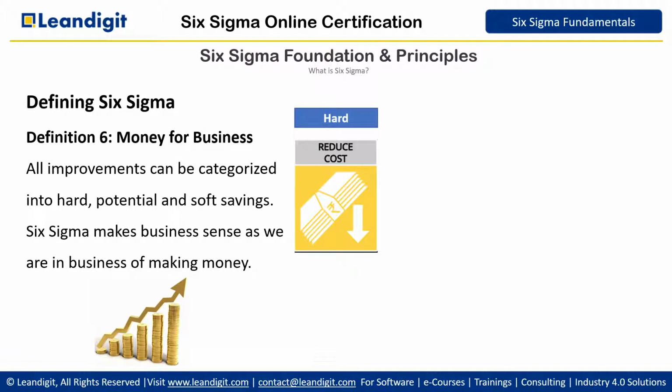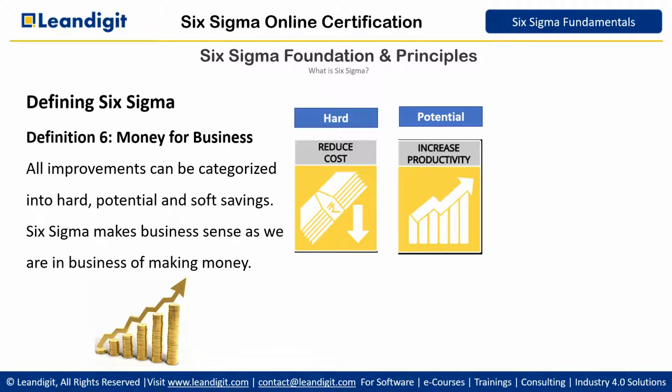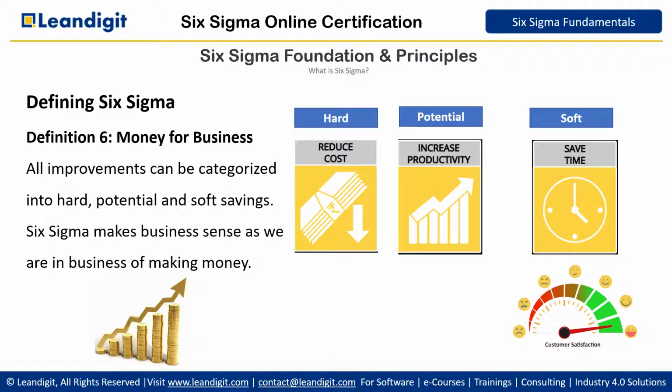Hard savings are those which reduce cost and show impact on profit and loss directly. Potential savings are from an activity or a project which improves performance, but it will convert into money only by some additional effort. For example, if we increase productivity, sales have to be effected for converting into cash. Such savings are called potential savings. Soft savings are the savings which are beneficial for the organization in the long term, and therefore notional values are assigned to the improvements.